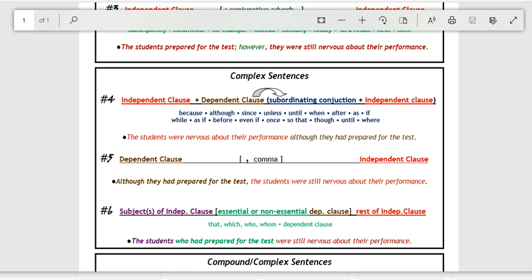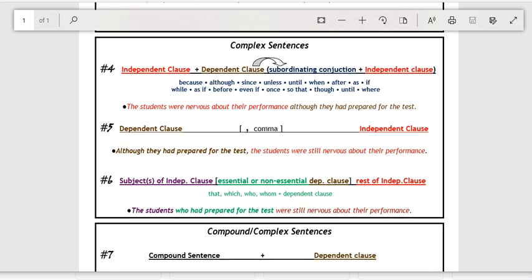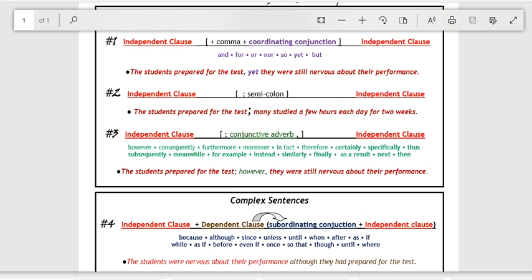So there's a little tutorial on how to build compound and complex sentences. If you need to reference the sheet, it will be attached to your editing checklist.